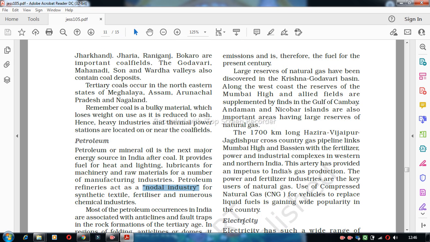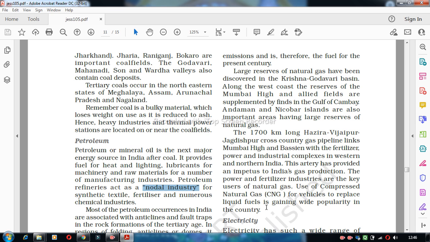So large reserves of natural gas are being discovered in the Krishna Godavari basin along with the west coast. Reserves of the Mumbai High and Bassein field are supplemented by the finds of the Gulf of Cambay. The Andaman and Nicobar Islands also have large reserves of natural gas.